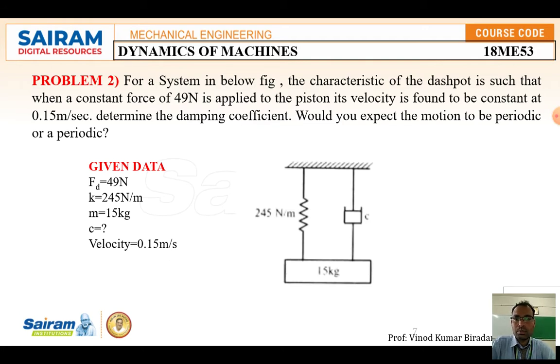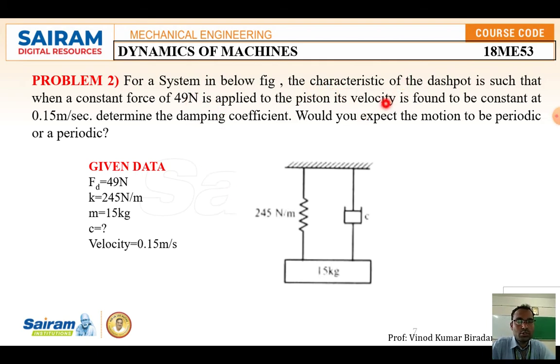Now I have taken one more problem, the same type of problem on spring mass damper systems. Sometimes they may ask you what the elements of a spring mass mechanical system are. You have to write these three: spring, mass, damper. Here in the second problem I will read the question. For the mechanical system shown in the figure below, these are the characteristics of a dashpot.